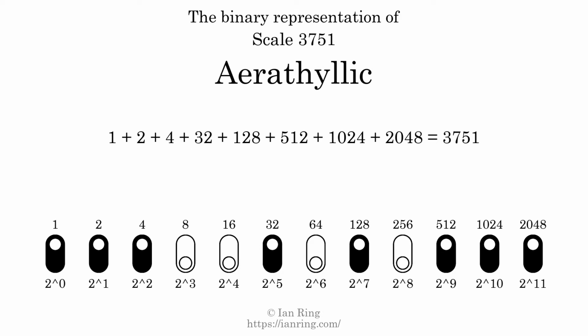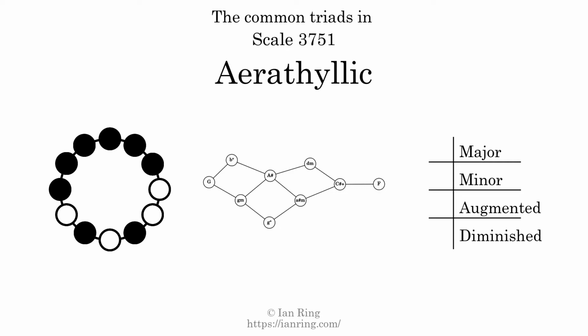3751. The scale number not only enumerates the scale with a unique index, but it also literally describes the tonal content of the scale. Represented as a binary number in base 2, the scale number is 111010100111. Here are the common triads present in this scale.